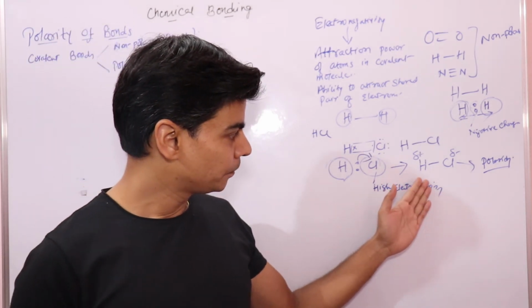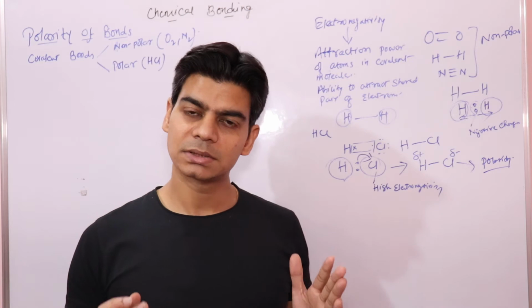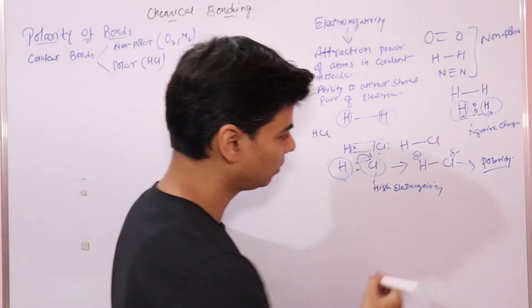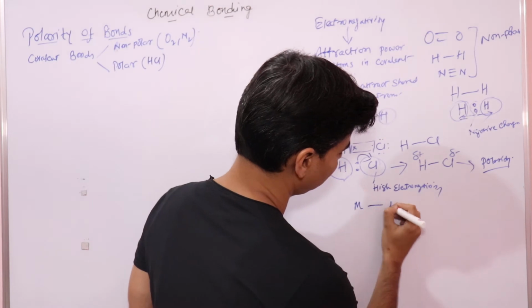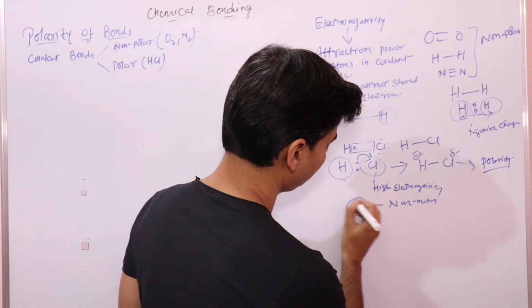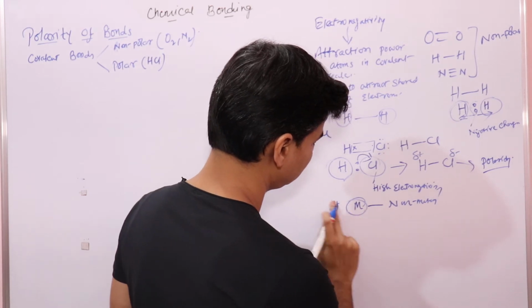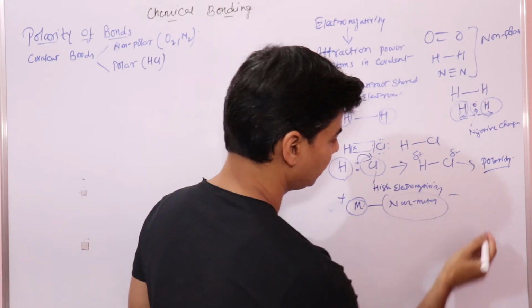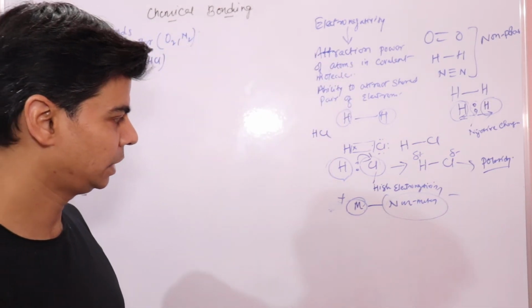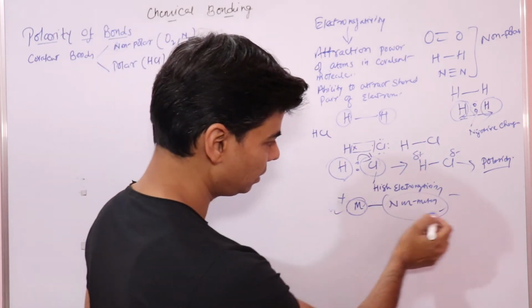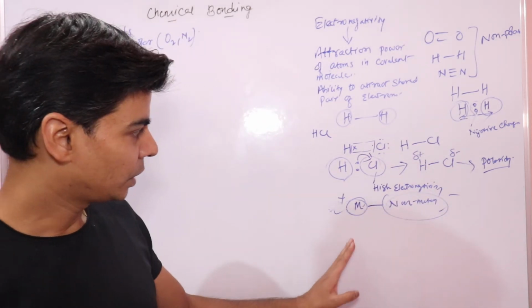Because we know that there is something called the ionic bond that we have understood, and we know that in an ionic bond there is a metal and there is a non-metal, right? The metal has a positive charge, and the non-metal has a negative charge. This has a positive charge, this has a negative charge, in an electrovalent bond.